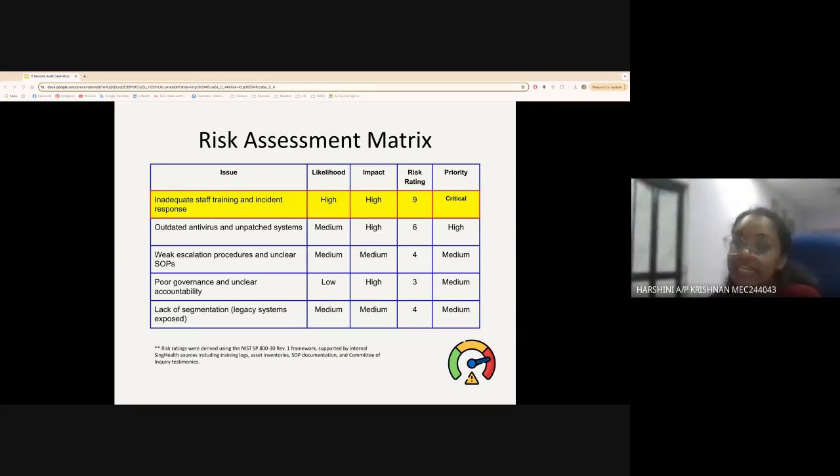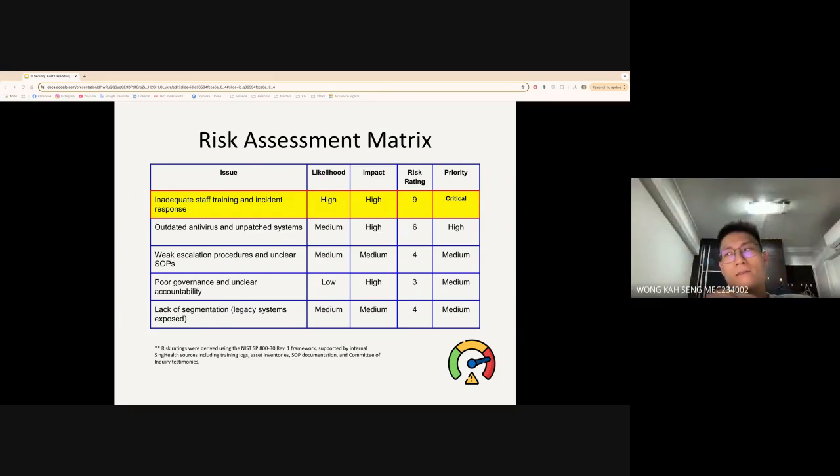The third one, weak escalation procedures, came in at medium. It's not as frequent, but still caused delays during the breach response. Fourth is poor governance, which is also a medium risk. This is less immediate, but it contributes to confusion and lack of ownership.